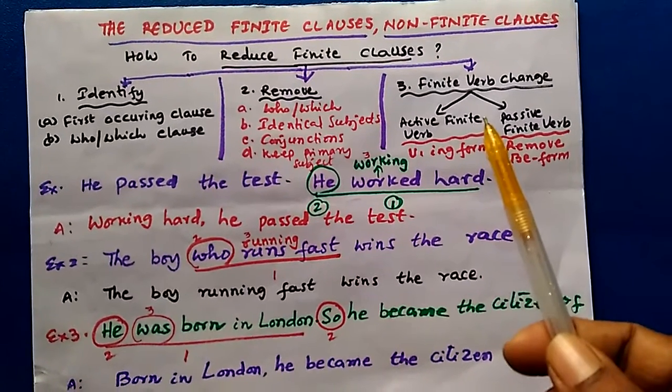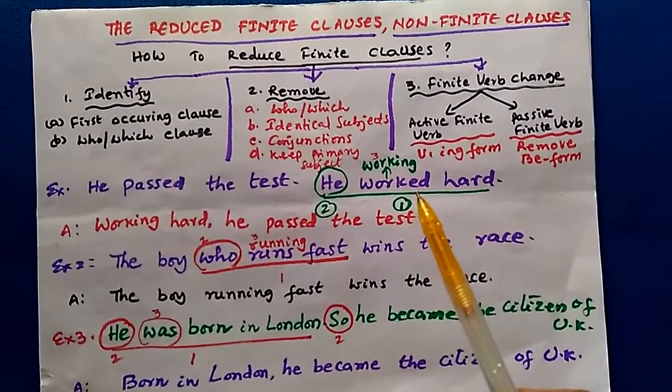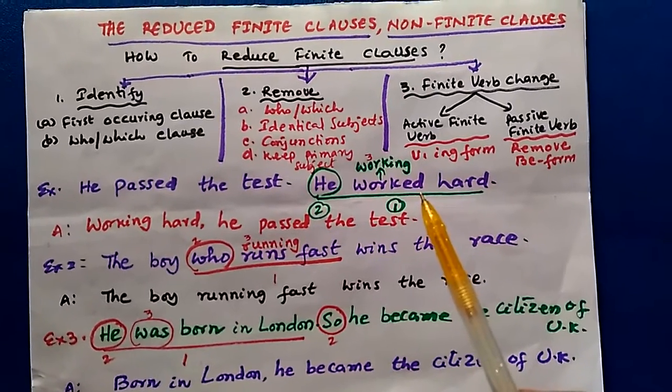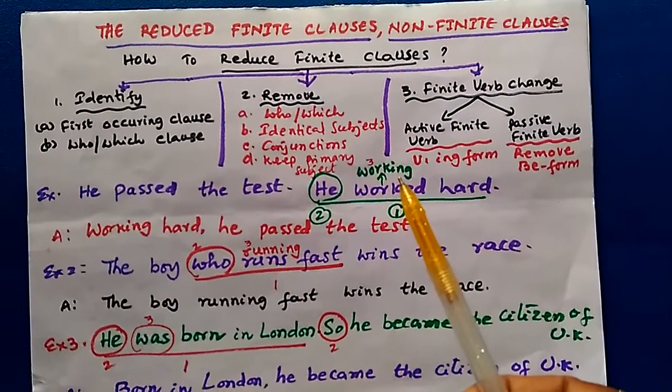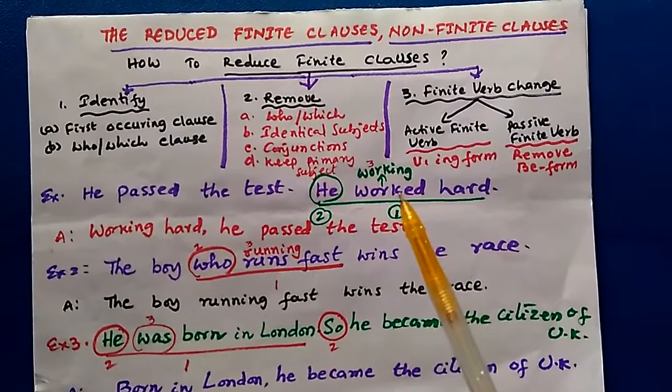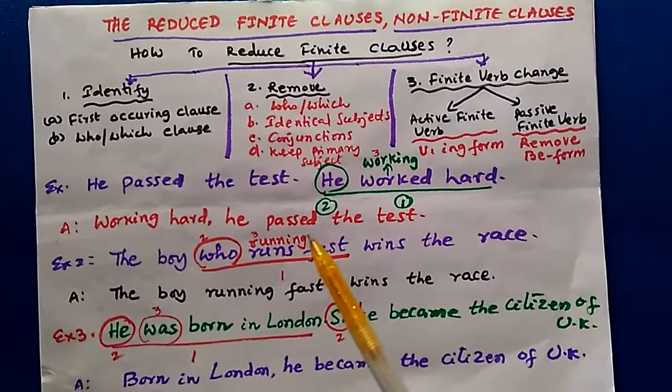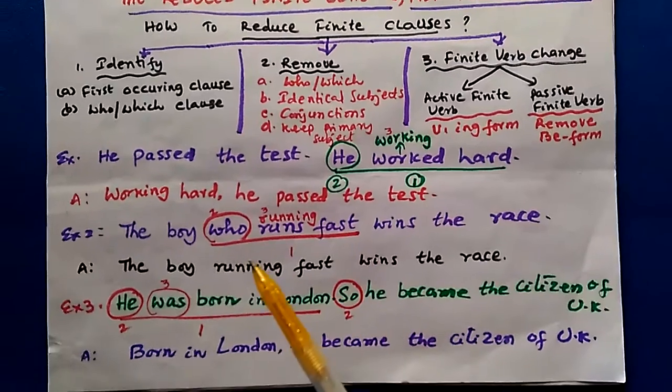And now the third change, verb change. This is the finite verb change in active form. So this must be changed into verb ing form. By doing these changes, we get the answer: Working hard, he passed the test.